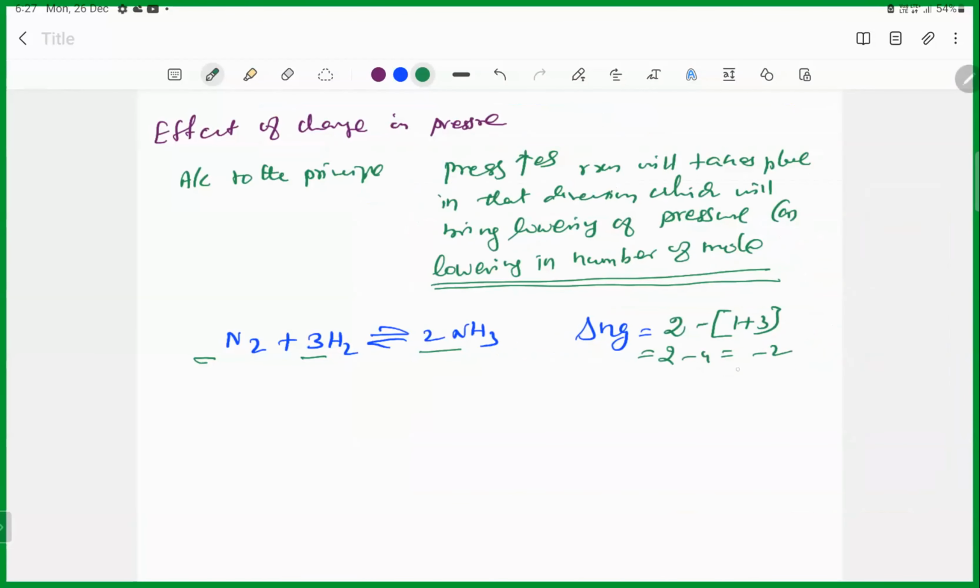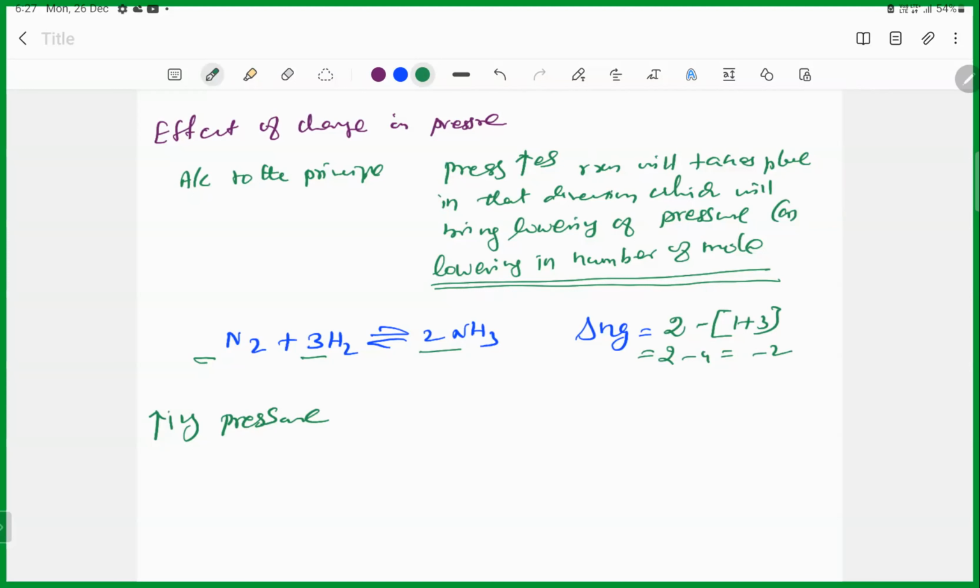Tell me, delta Ng becomes minus 2. Correct? Yes, sir. Now we are increasing pressure. On increasing pressure, you tell me, will the reaction equilibrium go forward or backward? Listen carefully. When pressure increases, the reaction will take place in the direction which brings lowering of pressure, which we cannot predict, or otherwise lowering in the number of moles.